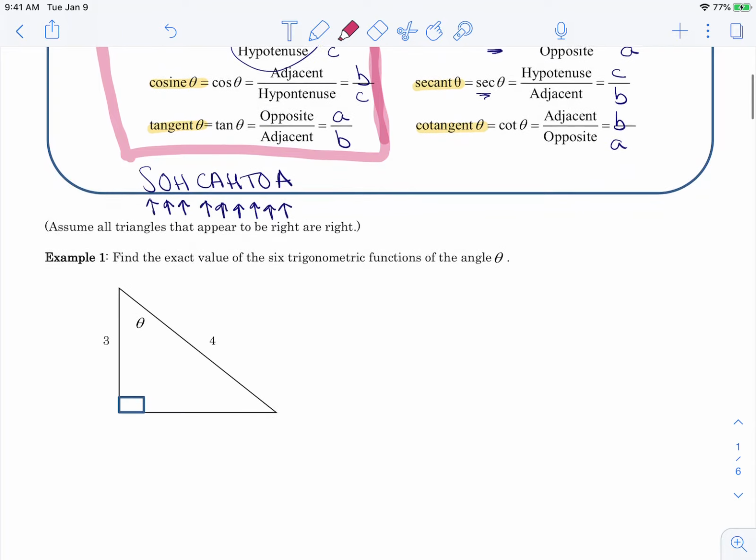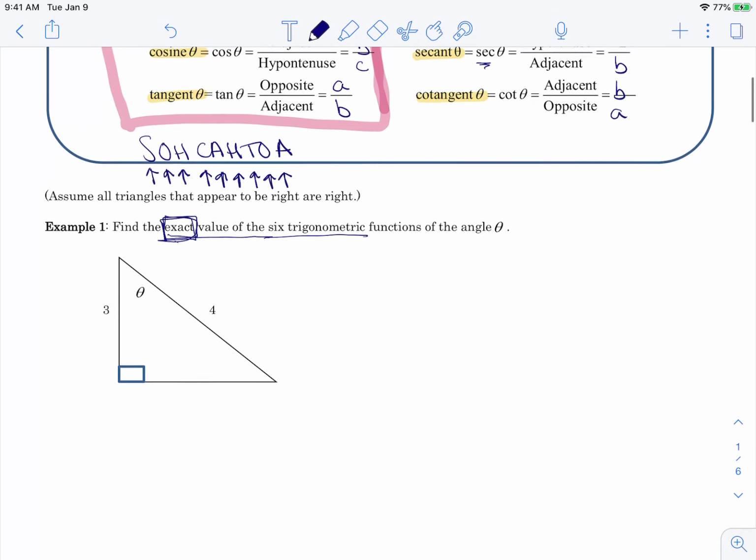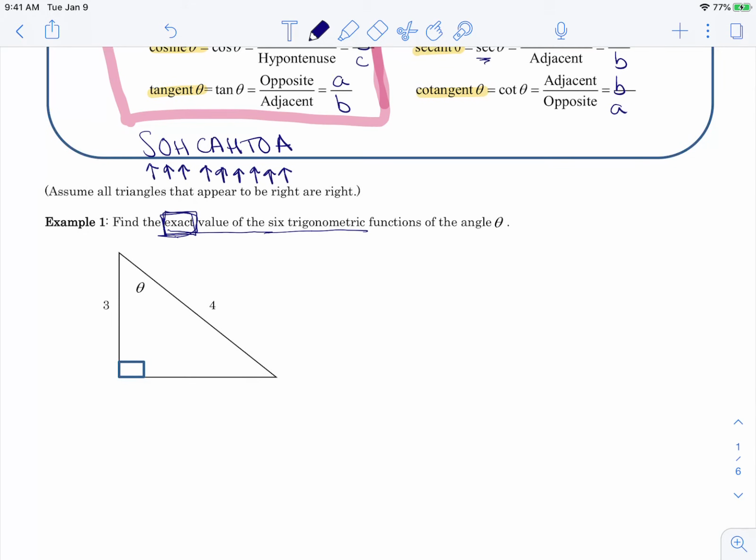Okay, so let's do example 1. It says find the exact value of the 6 trig functions. This is really important. Exact, okay? Really, really important. Means you're not going to give me a decimal at all. Exact means you do not round. Well, I want to find it of theta. The problem is I have 3, I have my hypotenuse, but I don't know this side. So how do we find that side? Well, if we're in a right triangle, I'm just going to label it X for convenience.